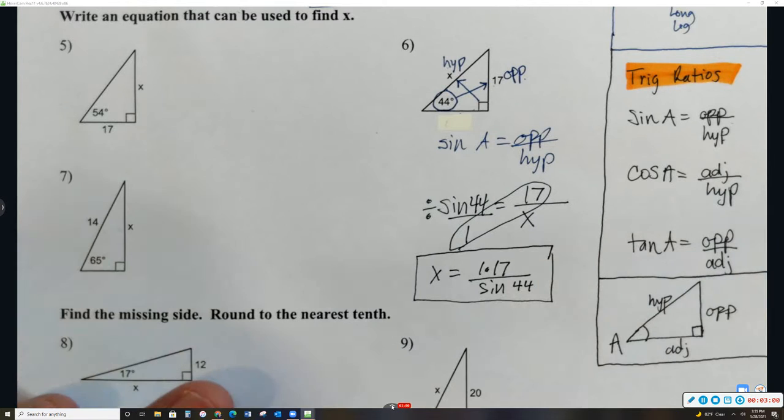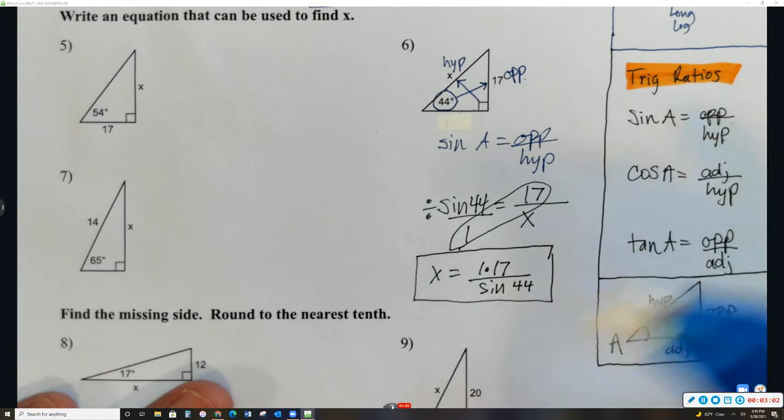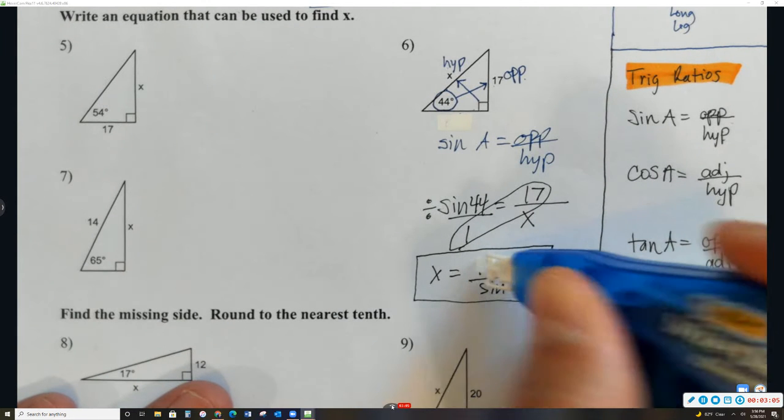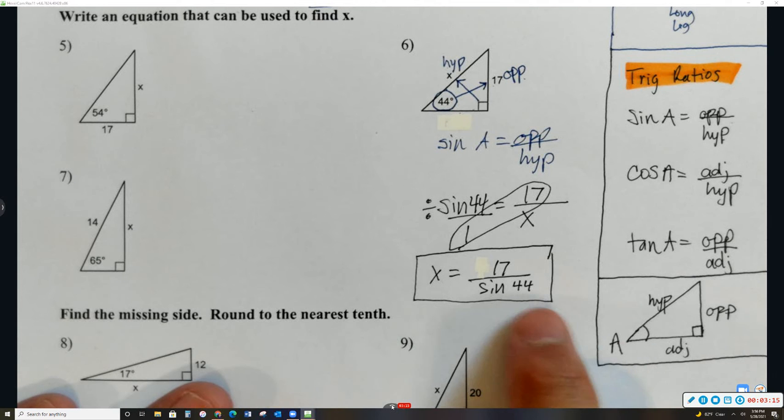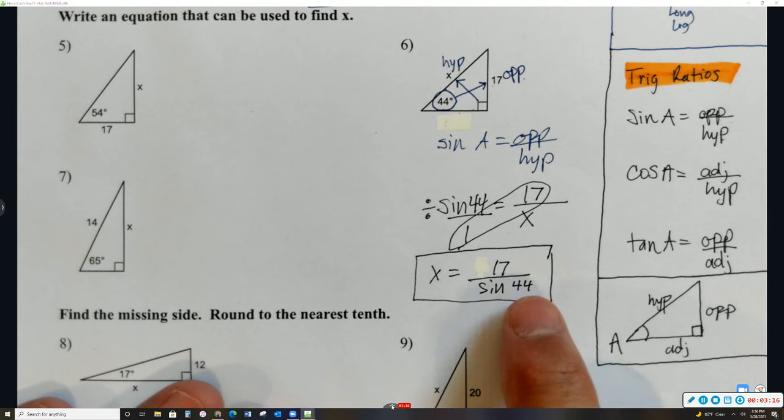Now the only difference is, see how this is 1 times 17? We all know 1 times 17 is just 17. So I'm going to just have 17 on top. Okay. And if I needed to find the decimal approximation of this, I could just type it in the calculator. Like, that's not difficult.